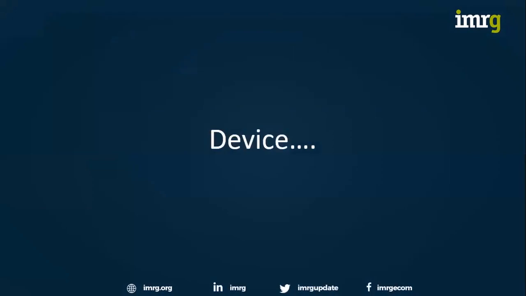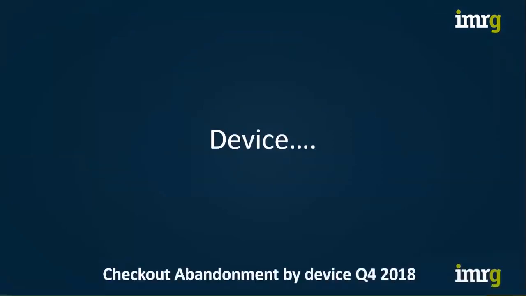So device then, how does this stuff vary by device? This is Q4 2018 data, incidentally.